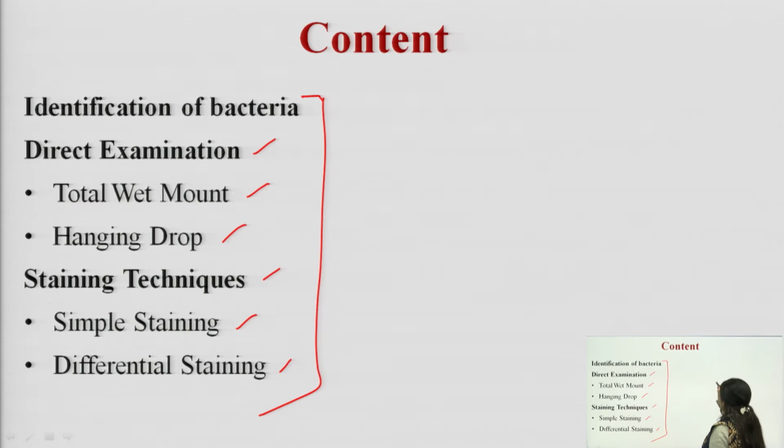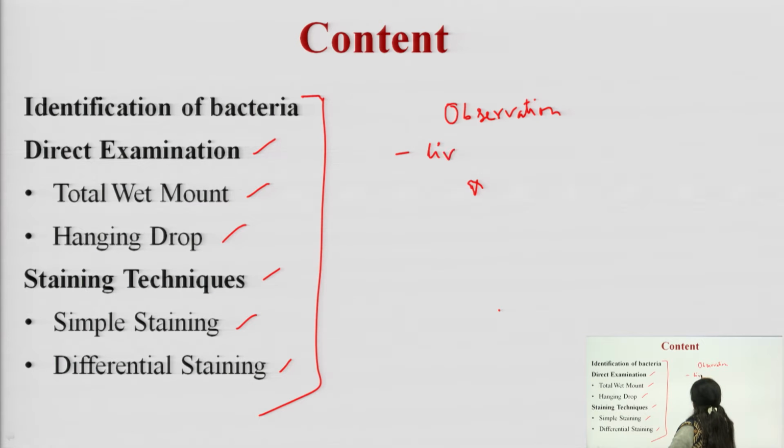Now, identifying means we have to observe the microorganisms. Identification means observation. How to observe? Live microorganisms can be observed under the microscopes, or we can stain our microorganisms. There are two types of techniques: one is seeing the live microorganism, and the second is the staining techniques.